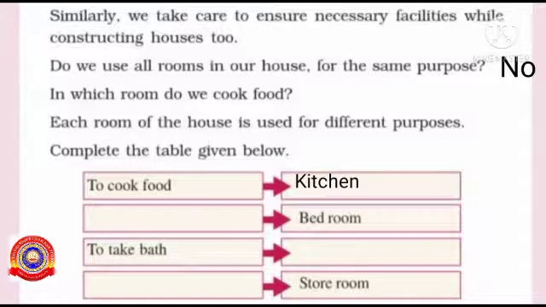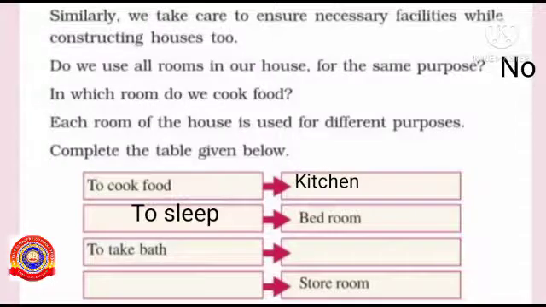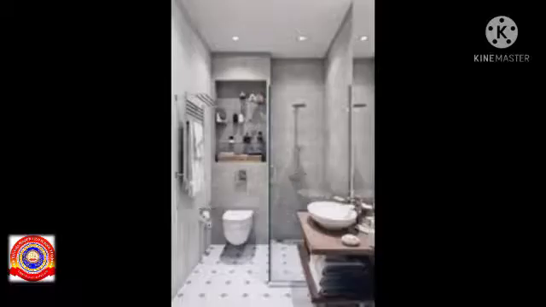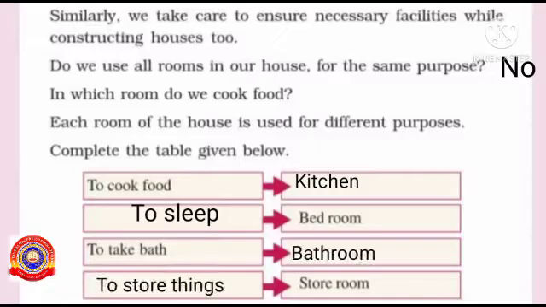What is the use of bedroom? Yes, we use bedroom to sleep. Okay, then which room is used to take bath? Yes, bathroom. And the next one is storeroom. The use of storeroom is to store things. Okay, so these are the different rooms in our house. Each room of the house is used for different purposes. Is it clear to you my dears?